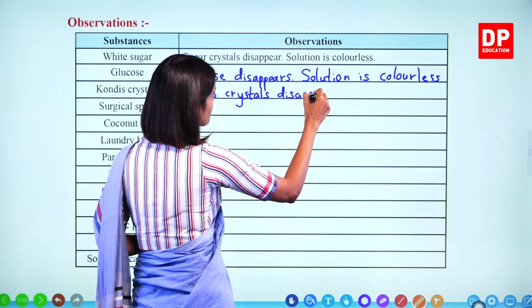So what do we have to do first? You have to prepare a salt solution first. You can mix some amount of salt in water and stir it really well to prepare the salt solution. Then you have to pour a little amount of that salt solution onto this lid, heat it up and observe what happens.